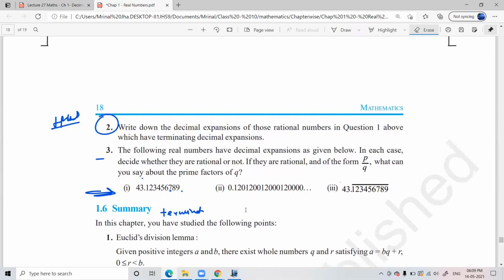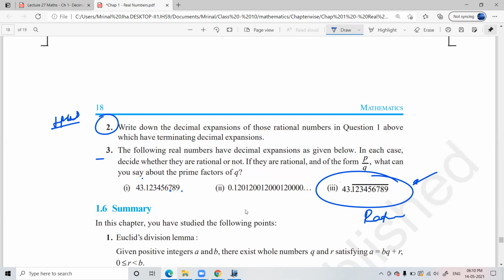Second one. What about this second one? Non-terminating. That is true, but is it rational or irrational? Irrational, sir. Non-terminating, non-recurring. This is non-recurring. It is 120, 1200, 12000. It has a pattern, but it is not repeating. So it is an irrational number. What about the third one? Non-terminating and repeating. So it is a rational number again. This was rational, this was irrational.